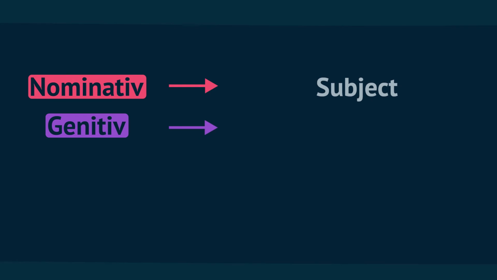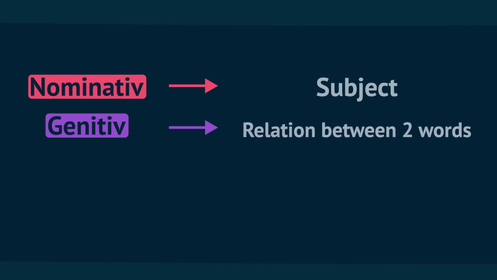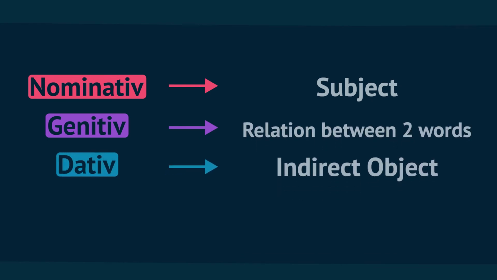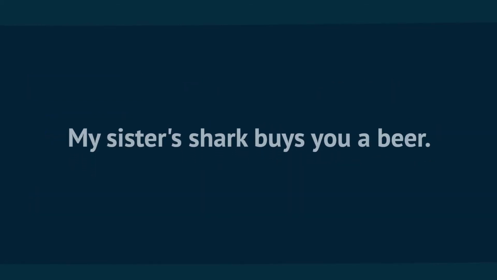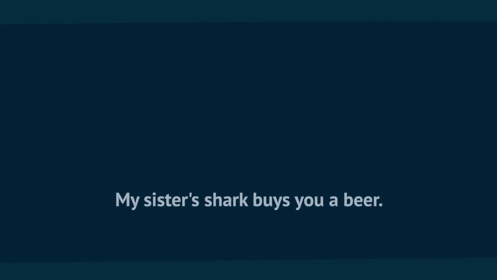And there we have it, all 4 cases. Nominativ for the subject, Genitiv to show a relation between 2 words, Dativ for indirect objects, and Akkusativ for direct objects. So let's celebrate by creating a sentence with all 4 cases combined. My sister's shark buys you a beer. Let's translate that one into German.